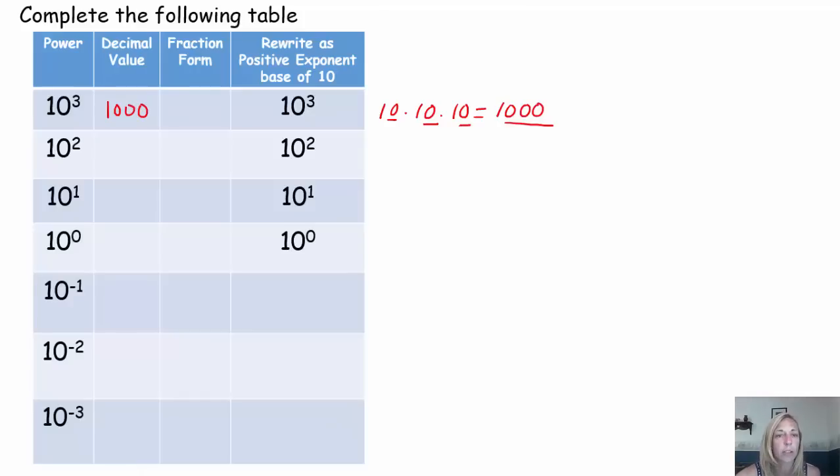In order to write that in fraction form, anytime we write a number like 1,000 as a fraction, all we have to do is put it over 1. So there's my fraction form. Let's go ahead and do the others.